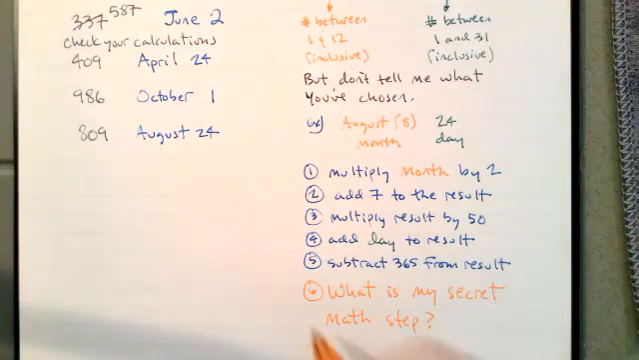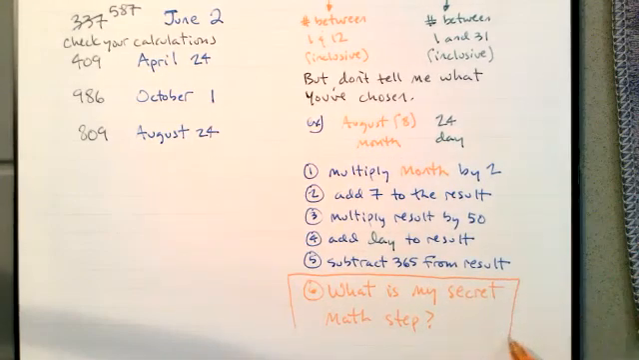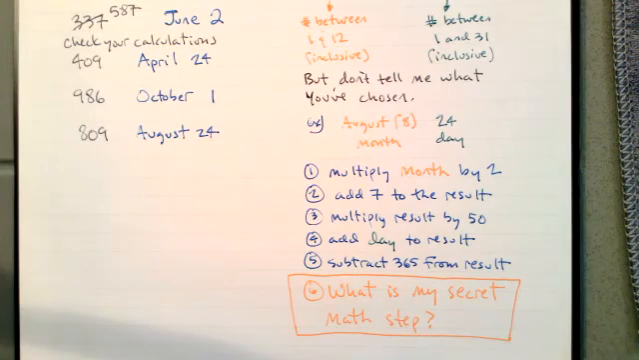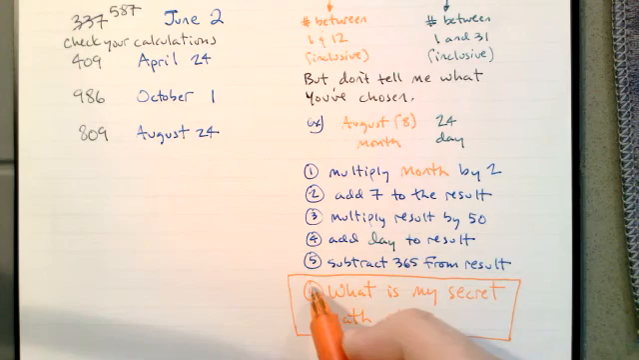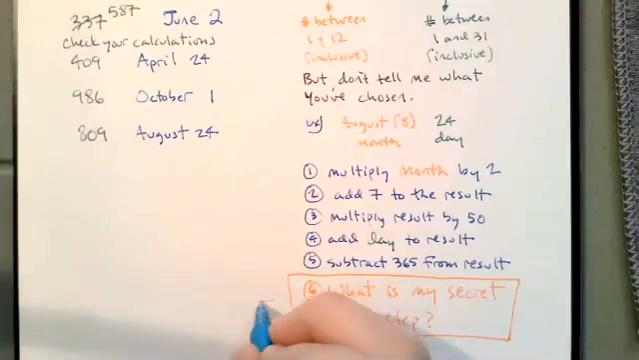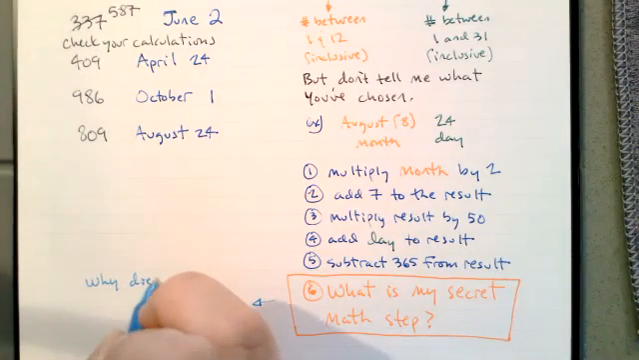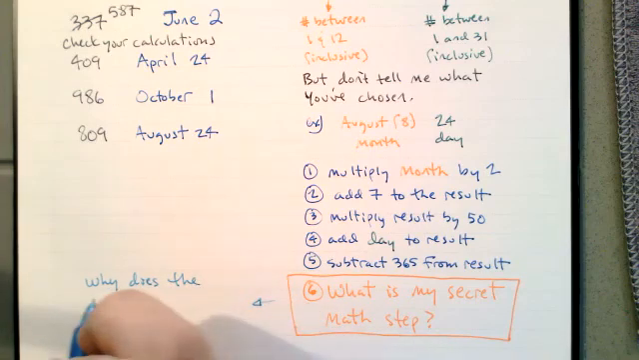So what I want you to try to figure out, and I'm going to post this in the discussions with a link to this video. And the discussion is going to be, try to figure out what is my secret math step. And then if you can figure out what my secret math step is, then I want you also to explain why this secret math step does what it does. So why does the secret math step work?